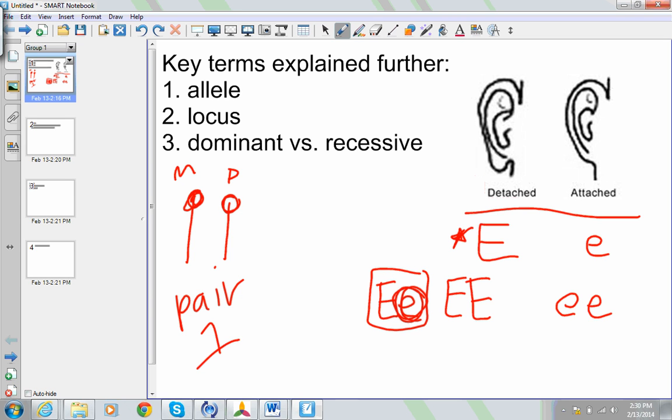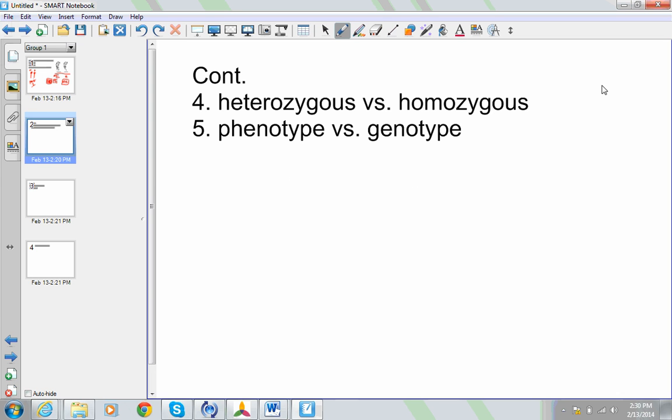Okay, we have dominant versus recessive, which we just talked about. Dominant alleles are going to be expressed. You're going to actually see them. Okay, you only actually see a recessive trait in someone's appearance if they received that recessive allele from both of their parents. That's the only time that they would actually express that recessive trait. Okay? Alright, so now we have heterozygous versus homozygous.